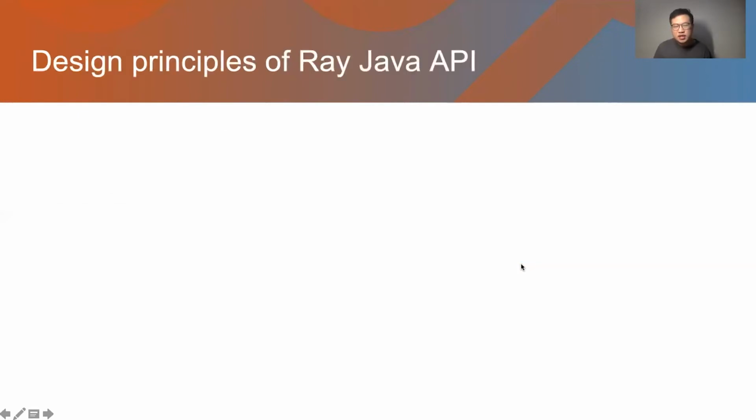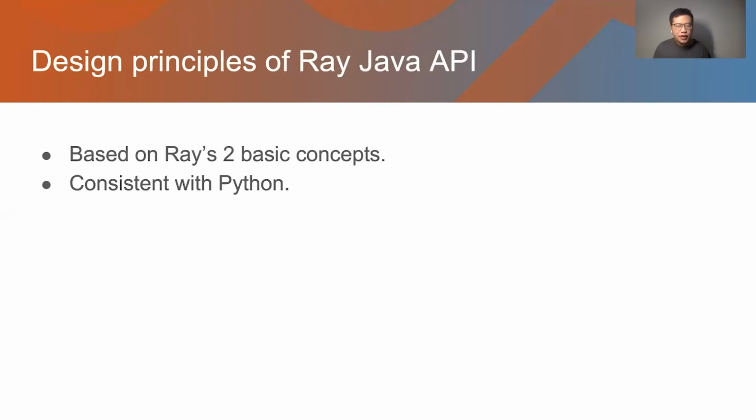When we started designing the Java API, we thought about a few principles that we should follow. For example, we wanted the Java API to still be based on the two basic concepts in Ray, the task and the actor. Also, we wanted the Java API to be as consistent with Python as possible. And we wanted the API to be idiomatic to the Java language, so Java users who are not familiar with Ray can easily get started.